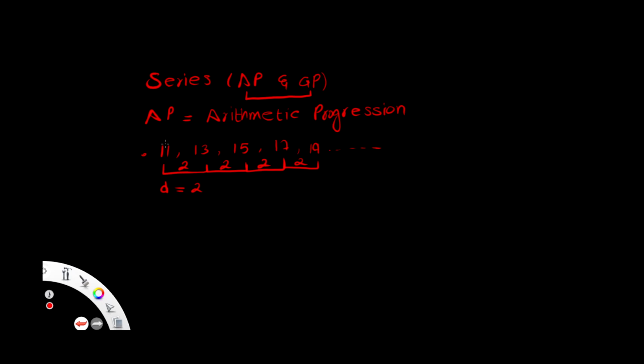However, we cannot consider the difference between the first and the third term. As I said earlier, we have to consider the difference between any two consecutive terms. If the difference between any two consecutive terms is the same, then we can consider it an arithmetic progression. So this is what an arithmetic progression is. This progression includes two formulas.